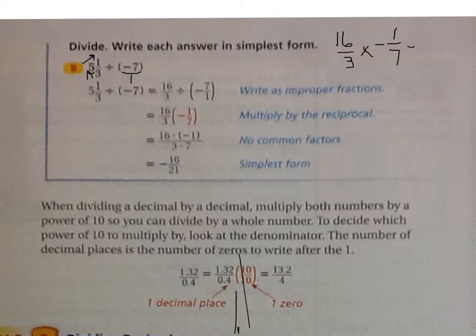Can I cross simplify? No. 16 and 7 don't share anything. 1 and 3 don't share anything. So I'm going to multiply across the top, multiply across the bottom. Don't forget to do your integer rules. A positive times a negative is a negative. So make sure you put a negative on your final answer, your final product. And then can you simplify 16 and 21 any further? No, it's already simplified.